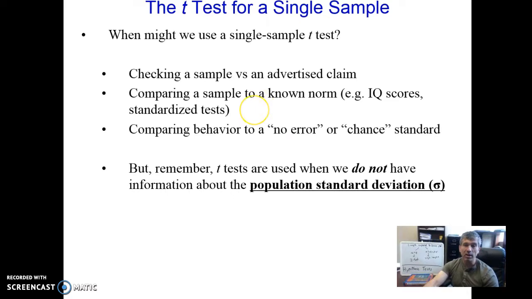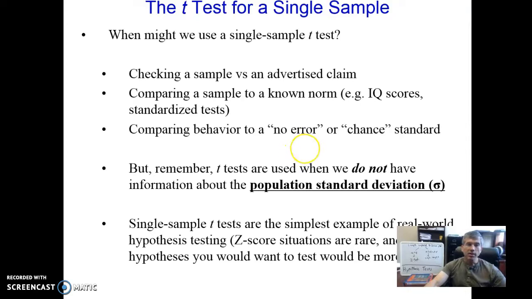But remember, again, these t-tests, especially the single sample t-test, are used when we do not know sigma, the population standard deviation. That's what helps you determine when to choose one versus the other. And again, you are going to get those questions on the exam. So definitely get that one embedded deeply in the part of your brain that's going to take the test. Single sample t-tests are about the simplest example of a test you might actually run as a researcher.